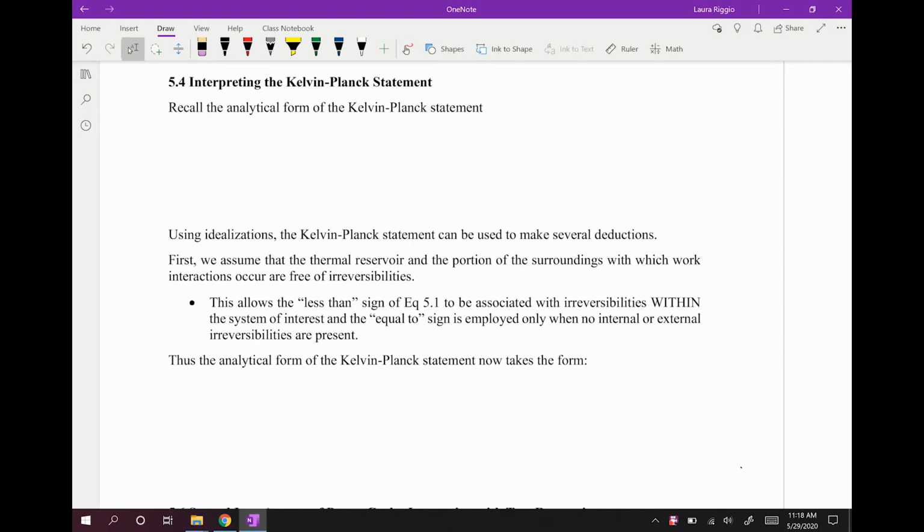In this lecture, we're going to go over interpreting the Kelvin-Planck statement. Recall that analytically, the Kelvin-Planck statement says that W cycle has to be less than or equal to 0 if we have a single reservoir. Using idealizations, the Kelvin-Planck statement can be used to make several deductions.